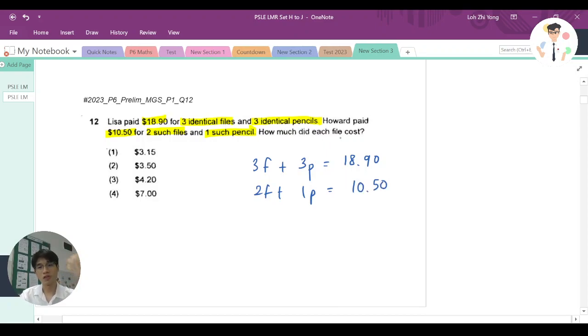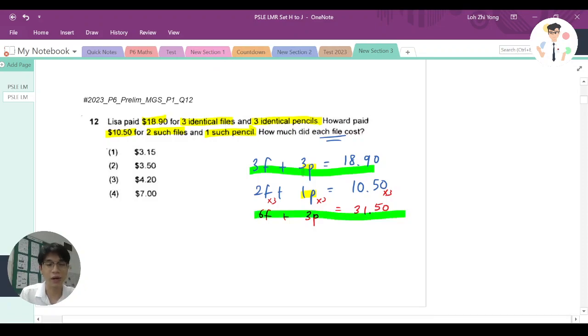How much did each file cost? Now I'm looking for files. So what I'll do is I'll try to make the pencils the same. What I'll do is I'll times 3 to each of this. Times 3, times 3, times 3. Because I'm making it to be the same. So here will be 6 files plus 3 pencils is equal to $31.50.